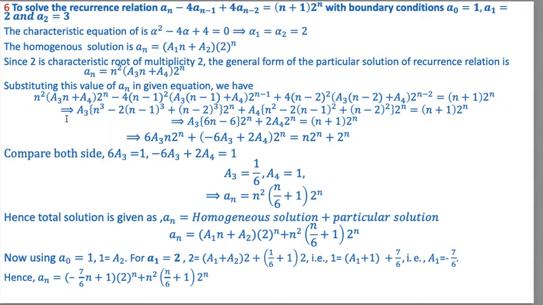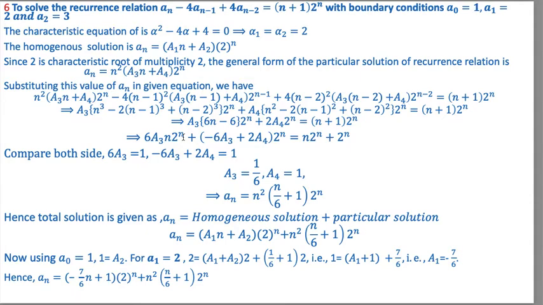Now simplify this equation. On simplification, open all the square brackets, open all the brackets. We will get a3 into 6 and minus 6 into 2 raised to n plus 2 a4 into 2 raised to n equal to n plus 1 into 2 raised to n. It means 6a3 n into 2 raised to n and minus 6a3 plus 2a4 into 2 raised to n equal to n into 2 raised to n plus 2 raised to n.